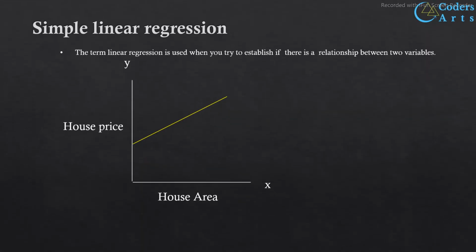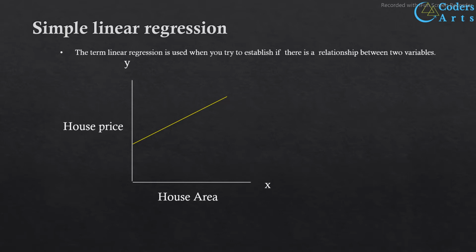What is simple linear regression? It establishes the relationship between two variables, a dependent variable and an independent variable. In this example, price is the dependent variable and area is the independent variable. There are two types of relationship, positive and negative, which we have discussed in the previous video.